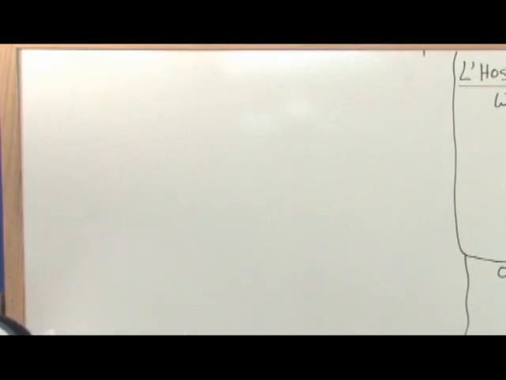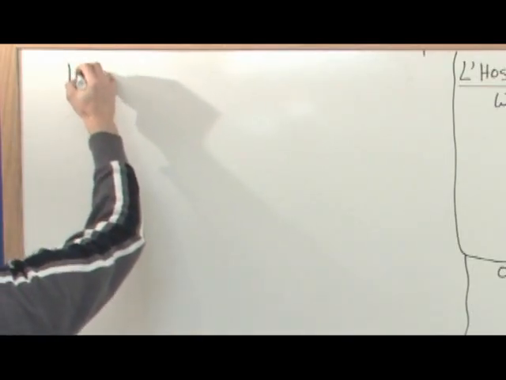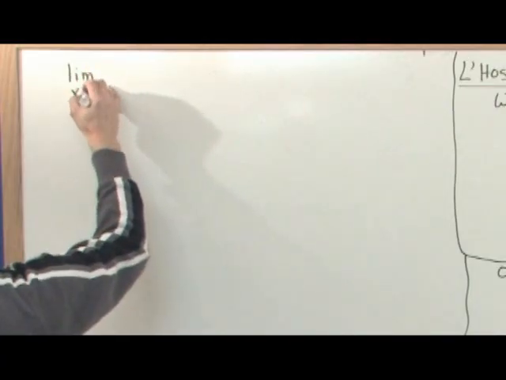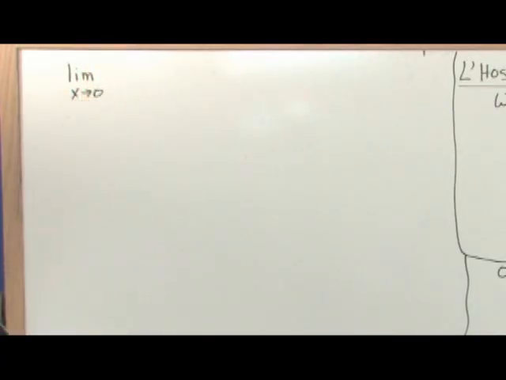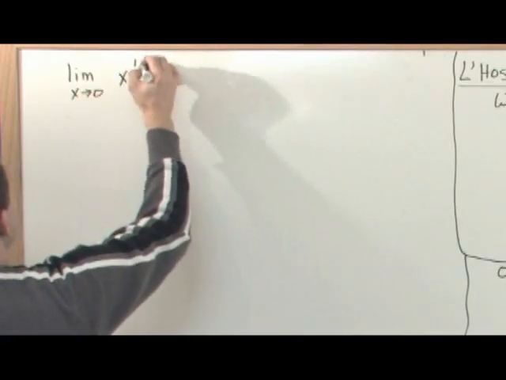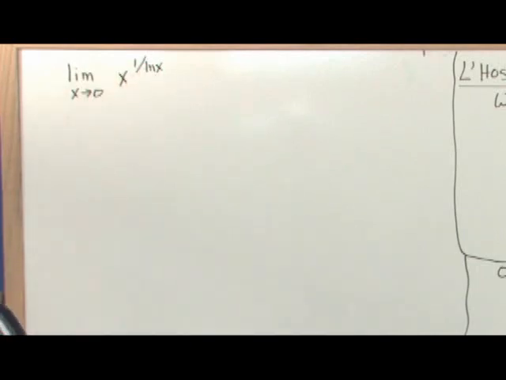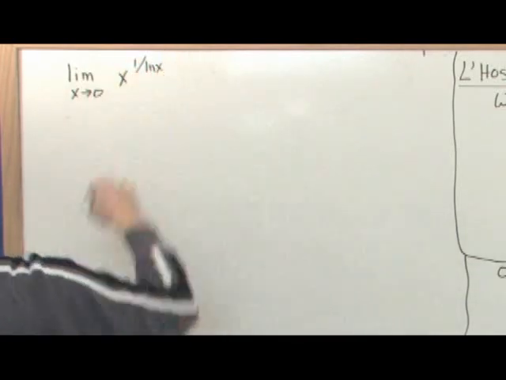Okay, now the next problem is going to be of a different type of indeterminate form, and you're going to need to pay attention here because you're going to have problems like this. And it can seem a little bit tricky, but I'm going to hope to make it easy for you. X to the 1 over natural log of x. So this 1 over natural log is all up in the exponent up here.